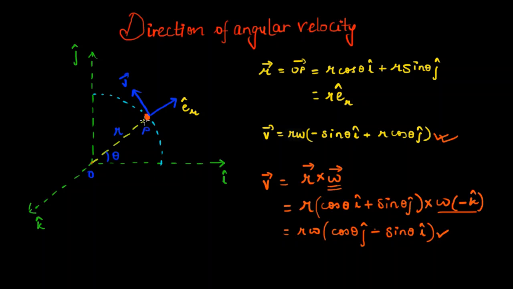Now let's say, what if this object is moving in clockwise direction? So if the object moves in clockwise direction, then what will be the direction of angular velocity? Then the direction of angular velocity will be opposite, right? It will still be perpendicular to the plane, but it will be in the k cap direction, right? So that's how we can define the direction of angular velocity.